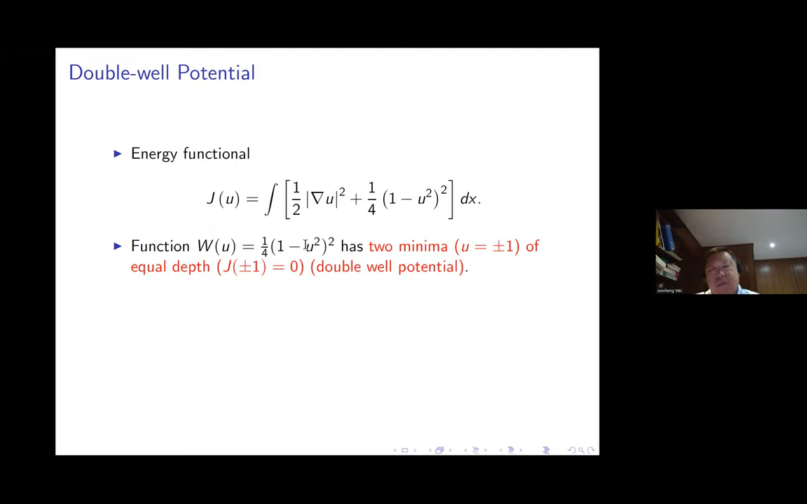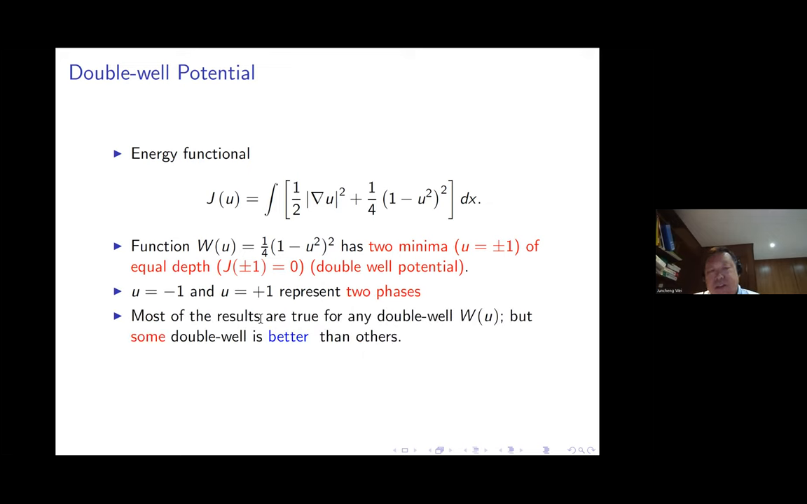Minus one and plus one are two phases. Most of the results I'm going to present today are true for any double-well potential. But as we're going to see later in the talk, some double-well potentials are better than others, so I will mention what the good double-well potentials are. As we well know, this problem has a deep connection with minimal surfaces. For example, this is related to the De Giorgi conjecture.